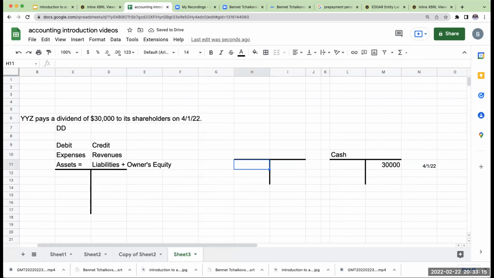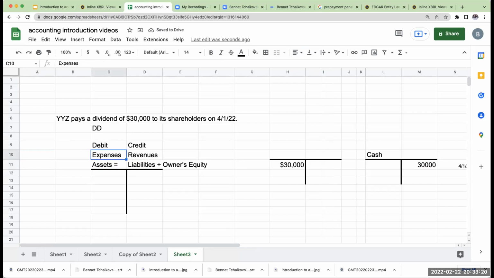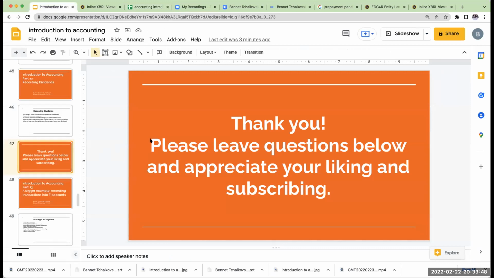Now, for every credit, I need a debit. Remember, with a dividend, it is not an expense. Rather, it's giving back to the shareholders, and it's going to reduce our retained earnings. So over here, I'm going to debit dividends on 4/1/22. And that's how I'm going to record a transaction if I have a dividend, right? Dividends are not required to be paid. The company can elect to do them whenever they want to do it. We'll talk about that in later videos, but for now, I just wanted to introduce you to dividends.